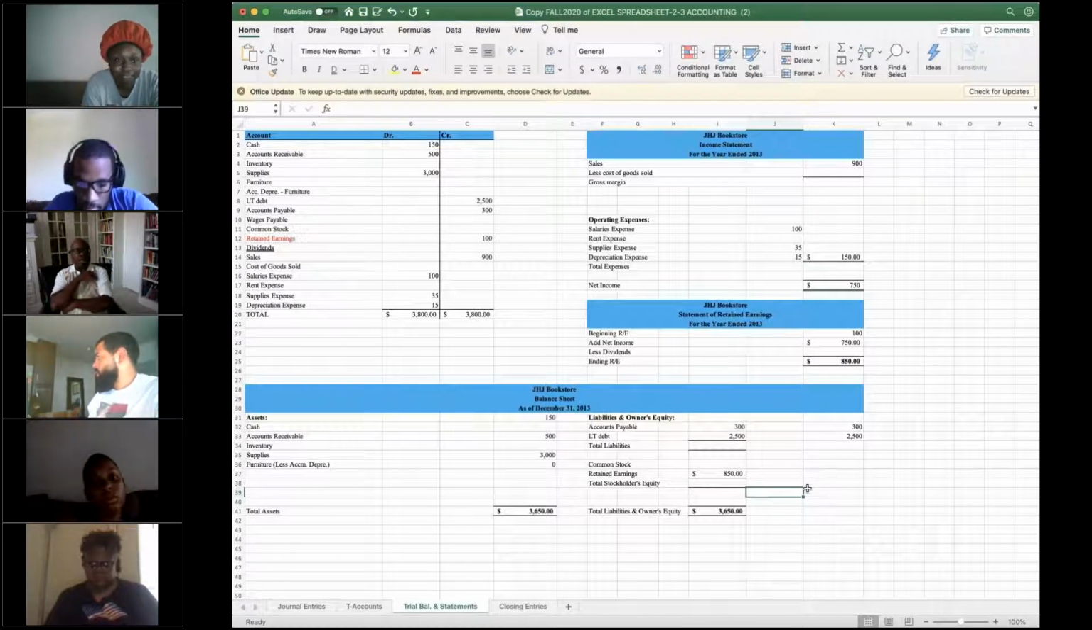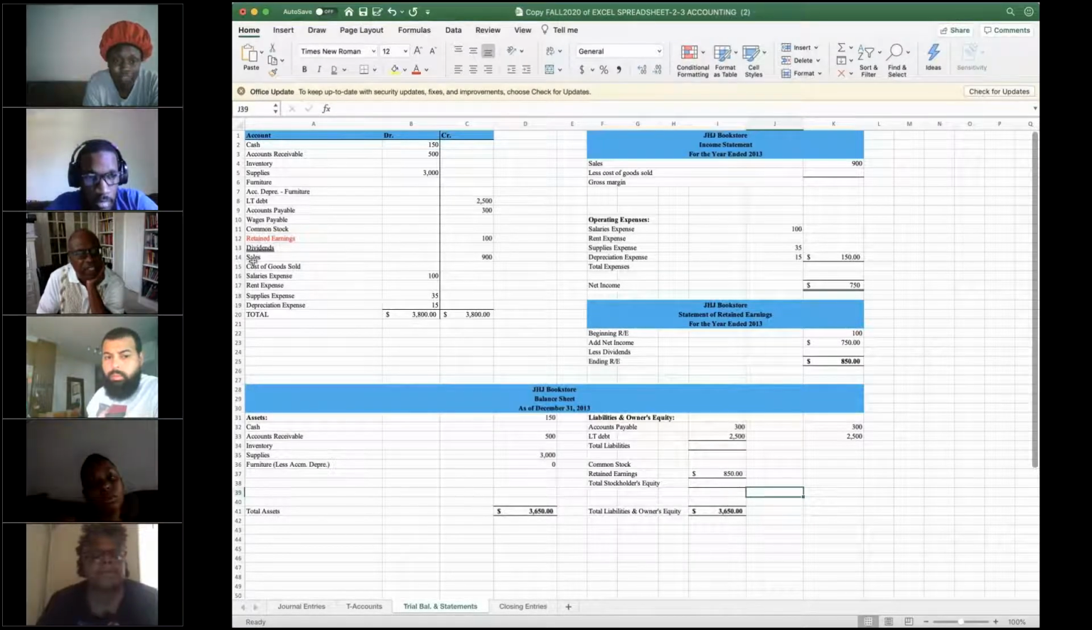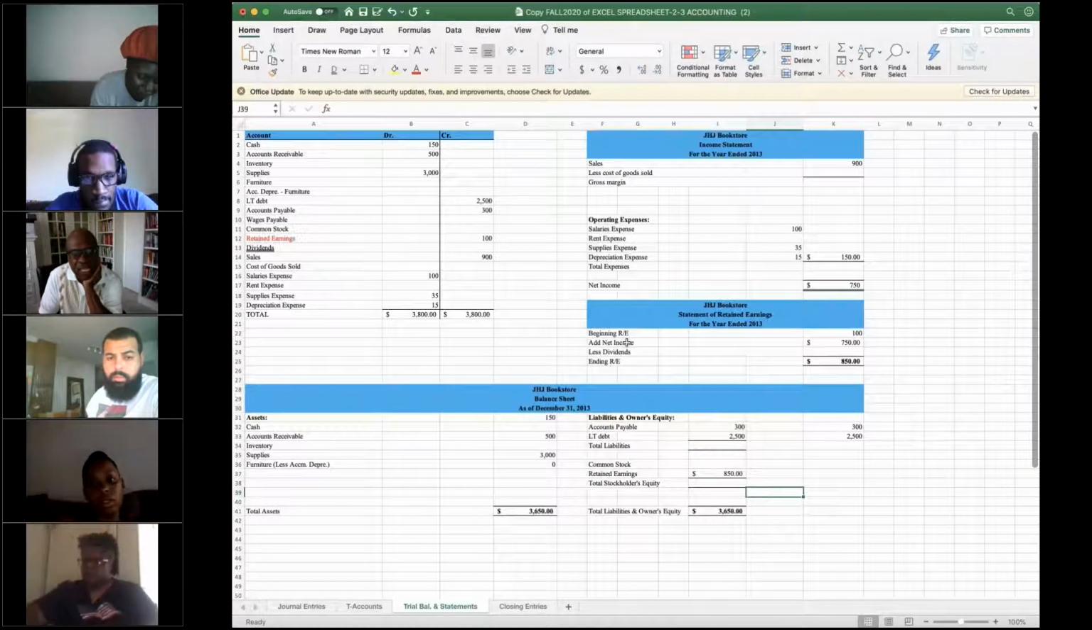So if you have a trial balance, does everyone see the income statement? Everything below dividends on the income statement. Does everyone see that? That's all it takes to make an income statement. Then the statement of retained earnings: beginning, that 100, plus the net income, 750, less dividends, we had no dividends, so the ending retained earnings is 850.